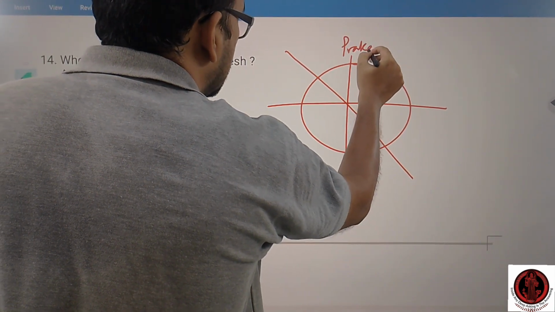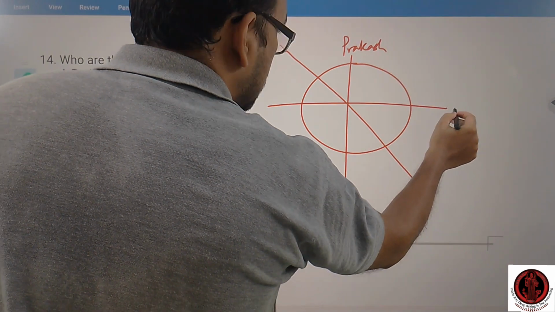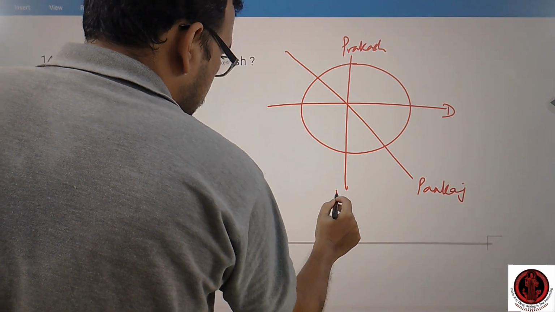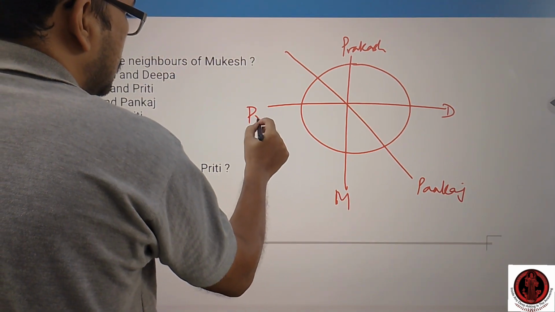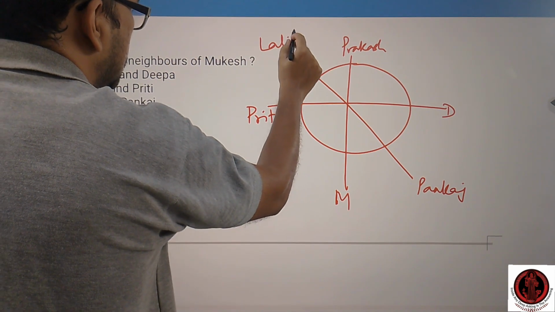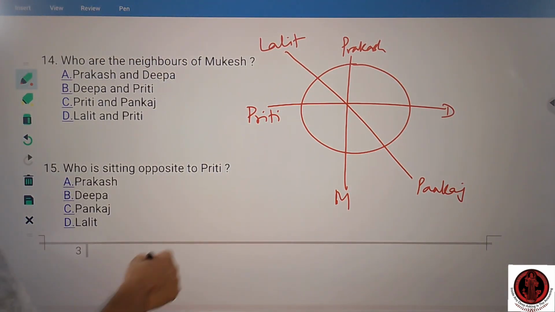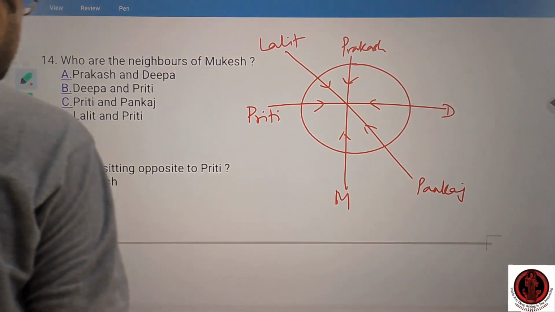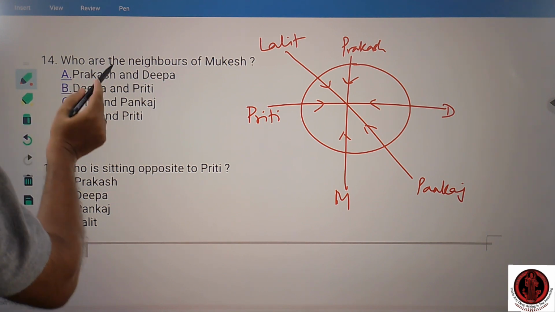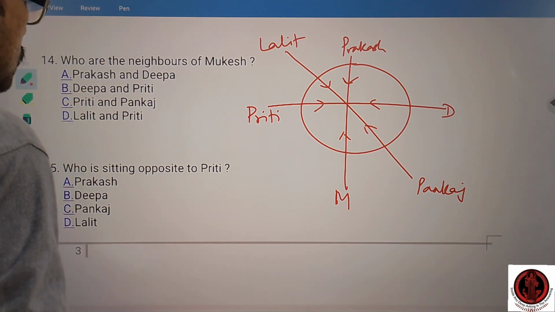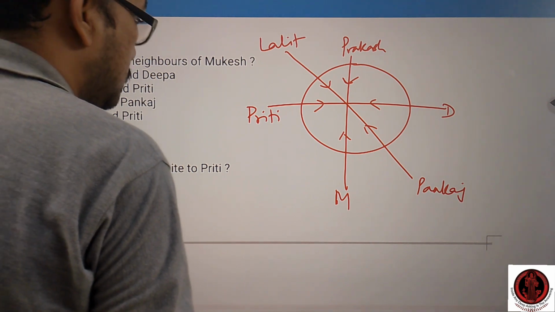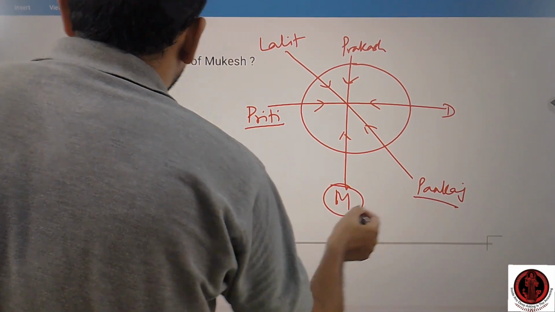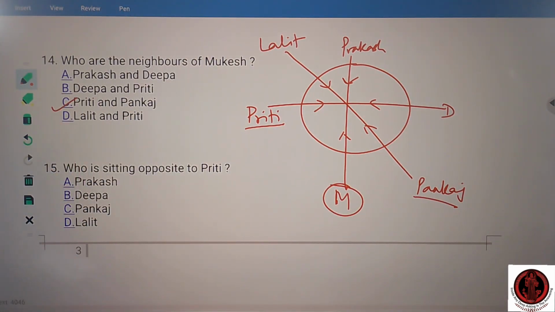First write down this one, Prakash. This is Deepa. Then this is Pankaj, Mukesh, Lalit. So this was the diagram actually. All are facing the center. Now the question is, question number 14. Who are the neighbors of Mukesh? Now Mukesh is this one. Neighbors of Mukesh are Preeti and Pankaj. Option C is the answer.